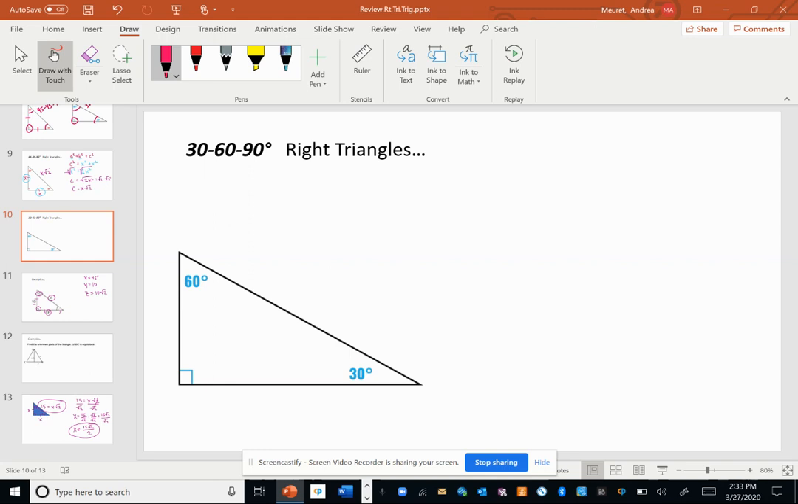So if you were to focus on this 30-degree right triangle and the leg opposite the 30-degree angle, which I'm going to call X, and the hypotenuse. So here's the hypotenuse, and the leg opposite, I'll call it X. If I use a calculator, I can figure out what the sine of 30 degrees is.